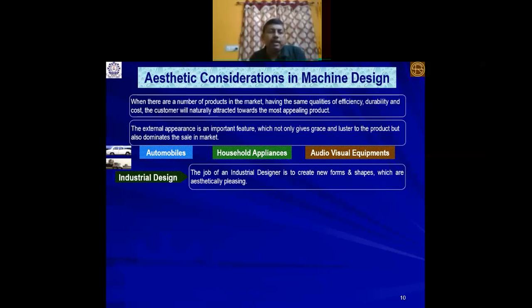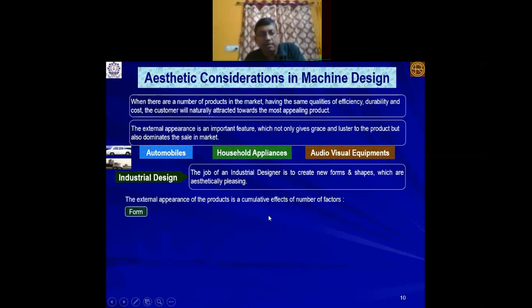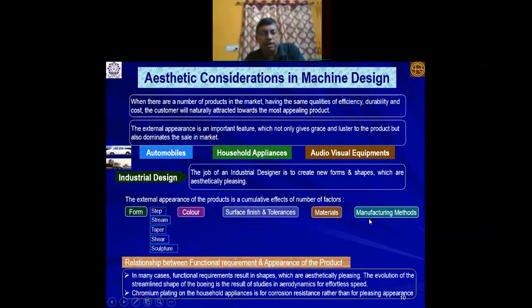Now, the industrial designer's job is to create a new form and shape which is aesthetically pleasing. The external appearance of the product is the cumulative effect of a number of factors like form, color, surface finish, tolerance, materials and manufacturing methods. Many times there is a relationship between the functional requirement and the appearance of the product, for example the shape of a Boeing or Airbus aircraft. The functional requirement results in a shape which is aesthetically pleasing.